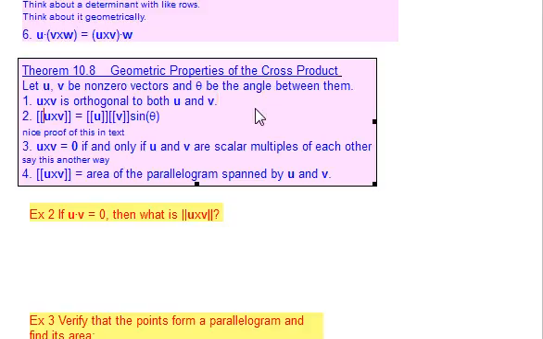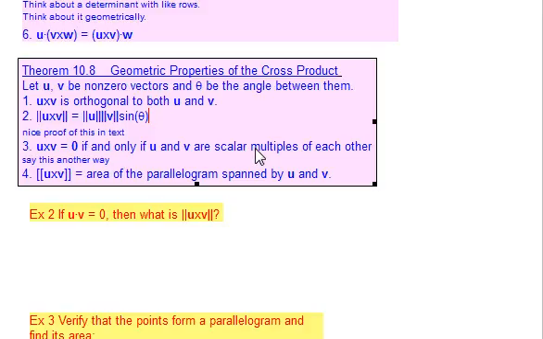Okay. The length of u cross v, sorry, I'm getting my notation a little bit better here. The length of u cross v is equal to the length of u times the length of v, almost got it, times the sine of the angle between them. Now, why would this be?